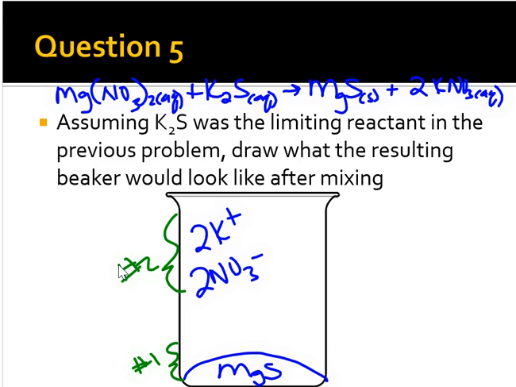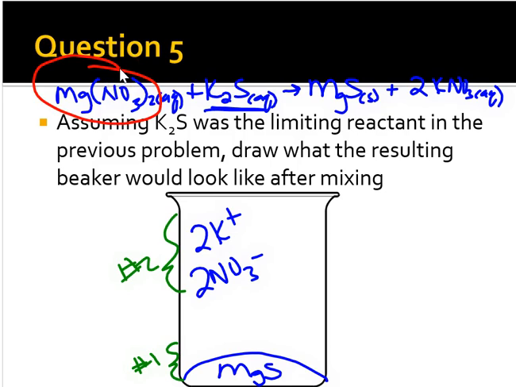Additionally, you also need to draw the excess reactant, because if you have a limiting reactant that got used up all the way, the other reactant must have some left over that was never reacted. So this problem is saying, assume that K2S was the limiting reactant. So we are assuming this reactant ran out. And so by default, what reactant has left over? It's this reactant right here, the magnesium nitrate.